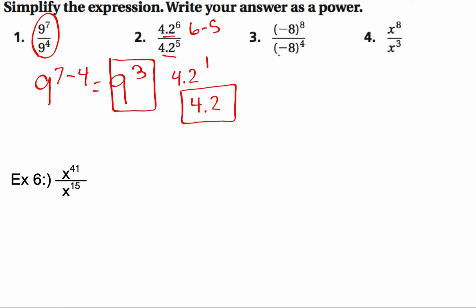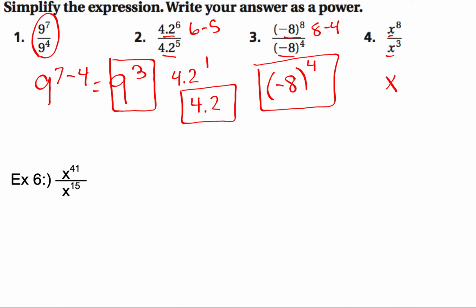Number 3, because they have the same base, we can subtract their exponents. 8 minus 4 is 4. We get negative 8 to the 4th power. Number 4, because they have the same base, we can subtract their exponents. 8 minus 3 is 5. We get x to the 5th.